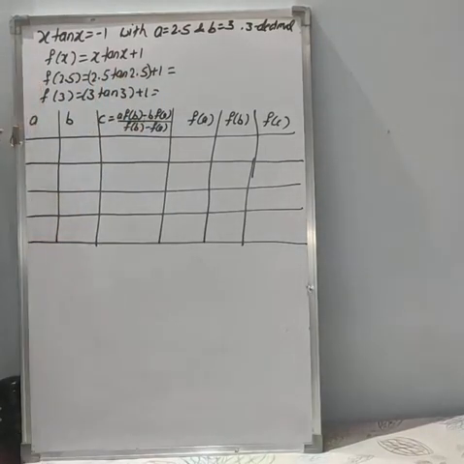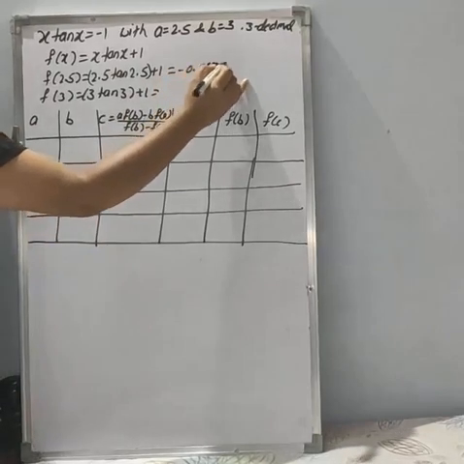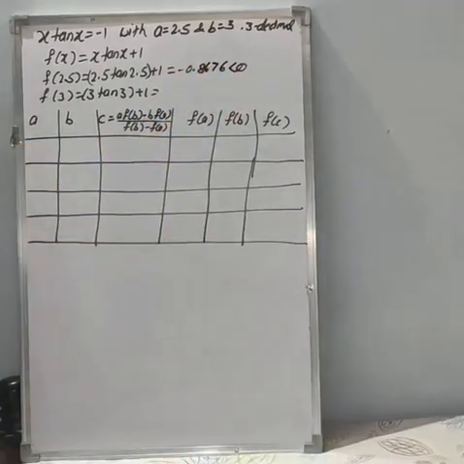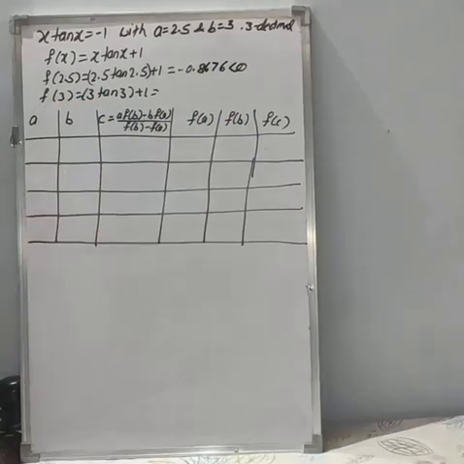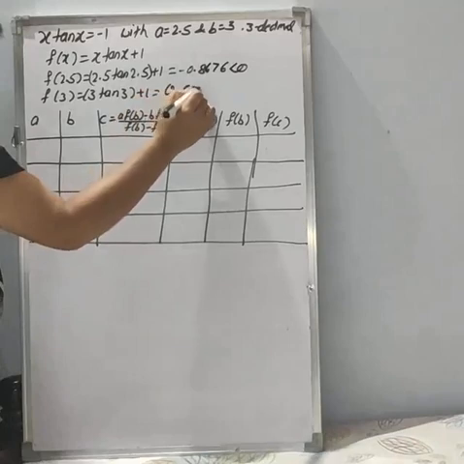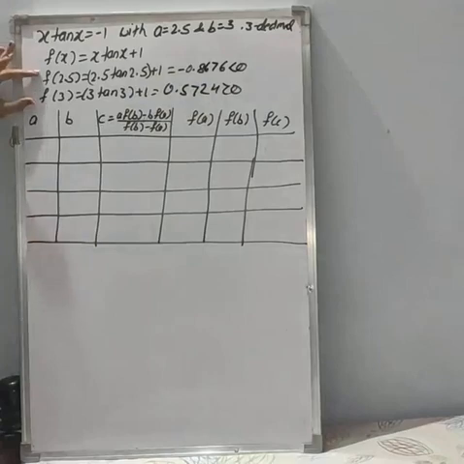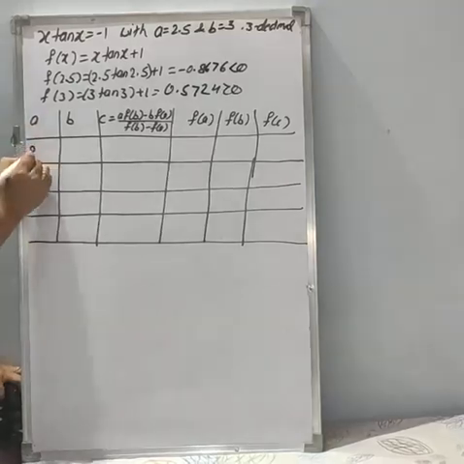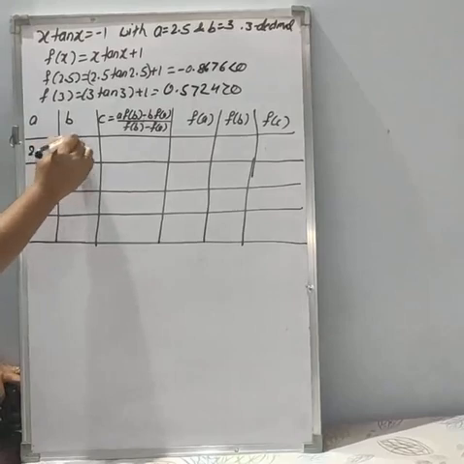If you type this, you will get -0.8676, which is less than 0. Similarly, you can find f(3) = 3 tan 3. Put that term in one bracket again, and then type +1. You will get 0.5724. And see, this is negative, this is positive. That means f(2.5) and f(3) are opposite in sign. So we will take our first value a as 2.5, and the second value b as 3.